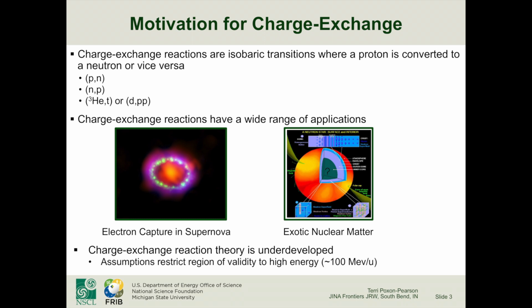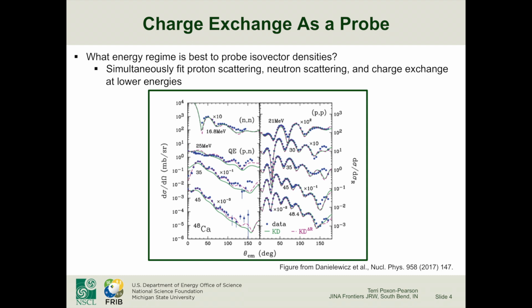So we can say, for example, one energy regime is best to probe isovector densities, so the difference between the proton and neutron distributions. There's a recent work that looked at this problem, where they simultaneously fit proton scattering, neutron scattering, and electron capture. So here we have just the scattering, and this is the electron capture. This is work by Danilovich et al., and they changed the optical model parameters, so basically the shape of the potential that describes the interaction, and in particular they changed the radius.